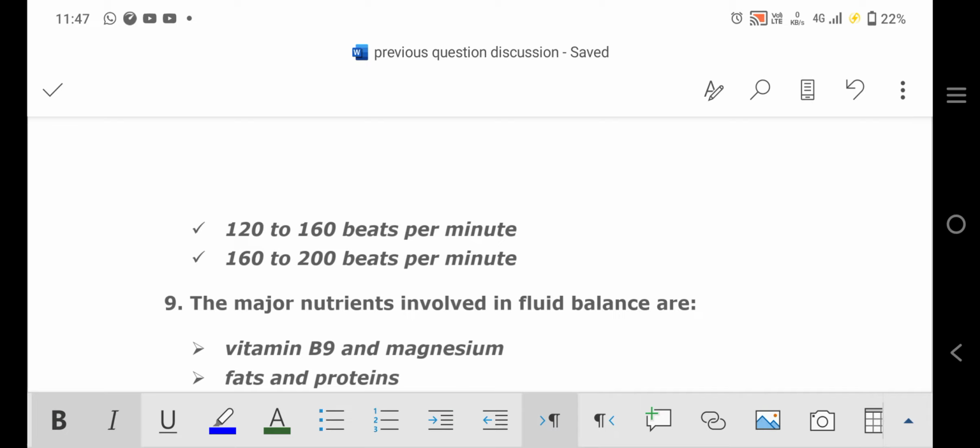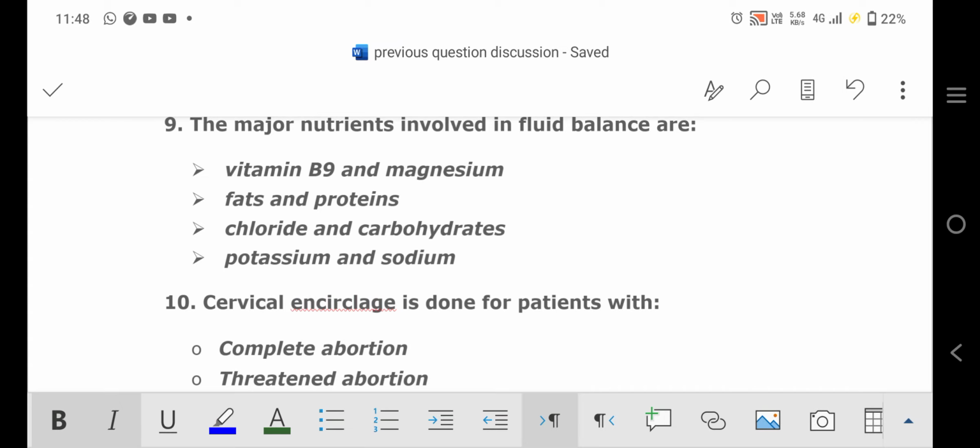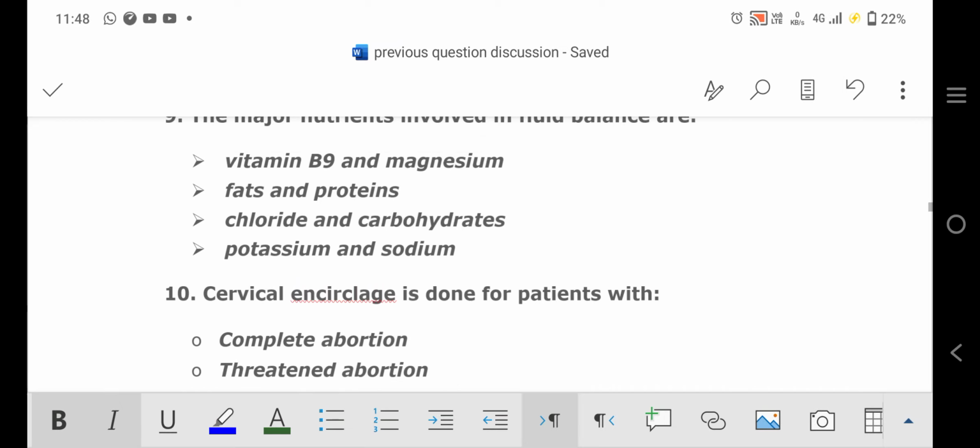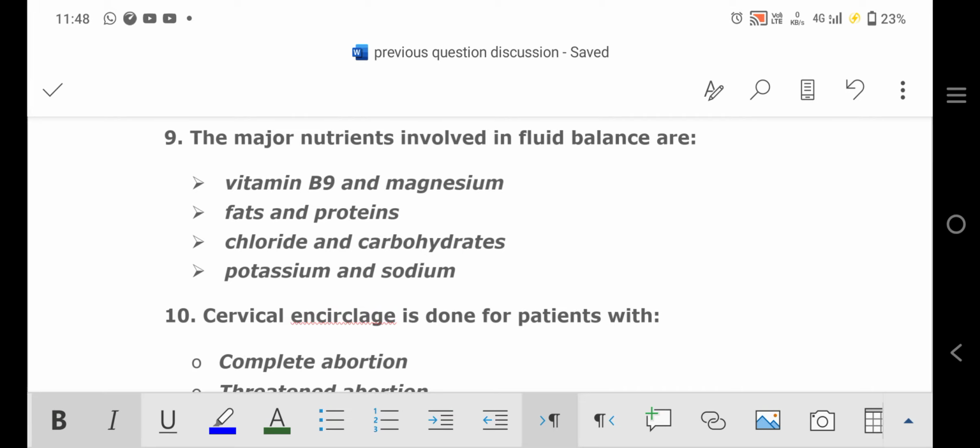Next question. The major nutrients involved in fluid balance. Option A, vitamin B9 and magnesium. Option B, fats and proteins. Option C, chloride and carbohydrates. And option D, potassium and sodium. The answer is potassium and sodium.